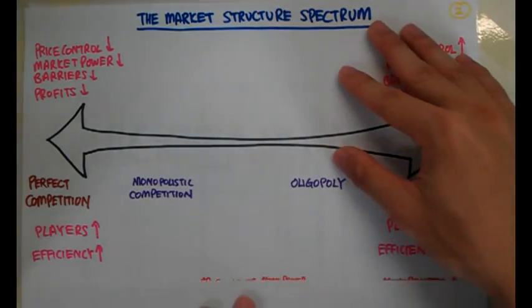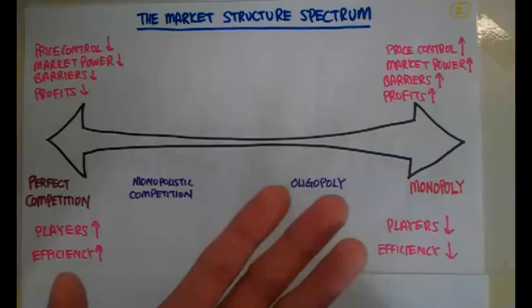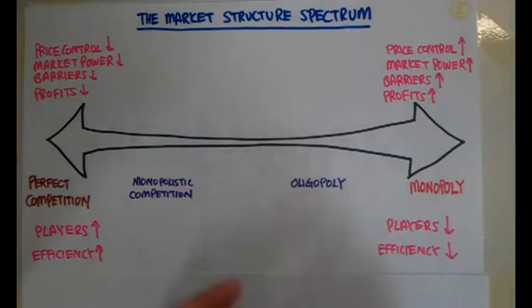Alright, now let's talk about more of the characteristics. The number of players for the perfect competition market structure will be increasing. And for efficiency wise, what kind of efficiency are we talking about? Productive or allocative?